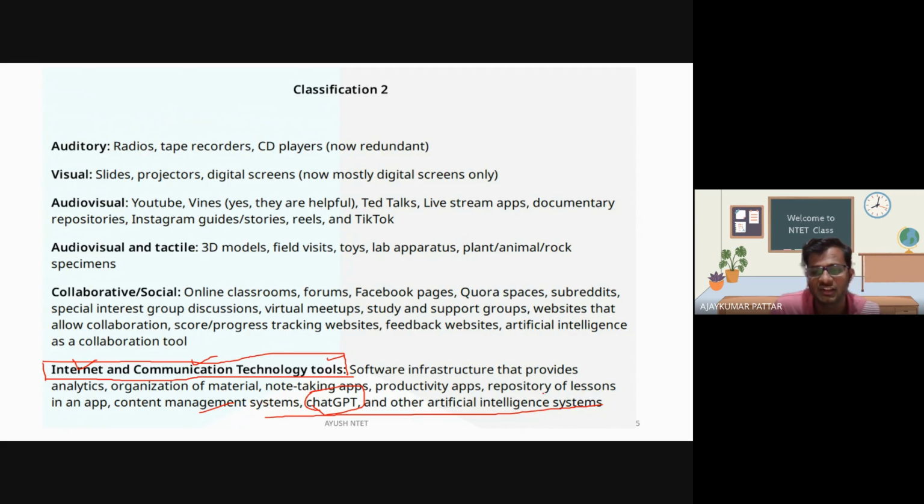And other systems, there may be a lot of apps. You can use the apps today. A lot of apps are there for preparing JEA, AIPGT. So if you use those systems as teaching aids, that comes under ICT. So ICT itself is one of the newer methods in teaching methods. You will learn in the next slides.